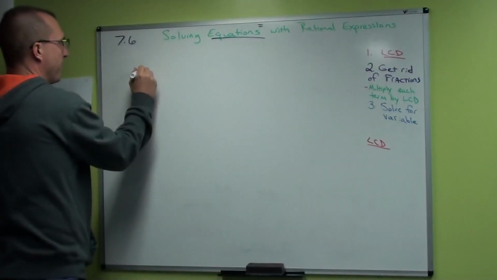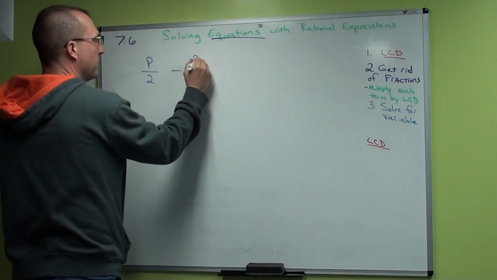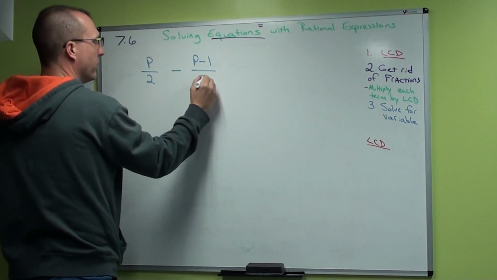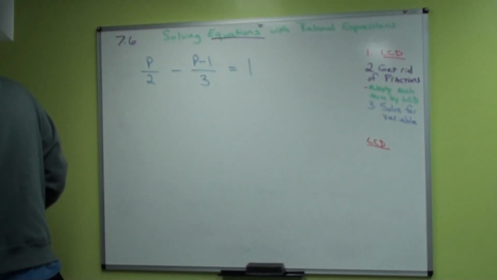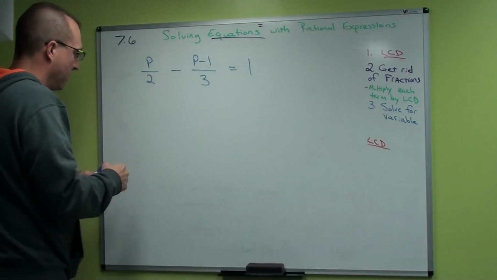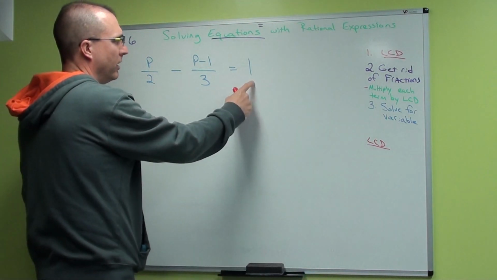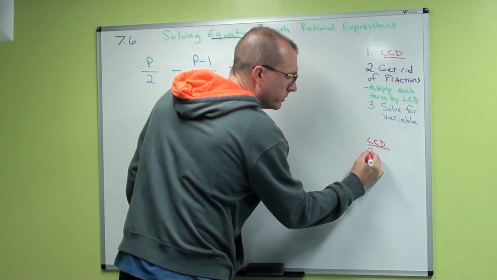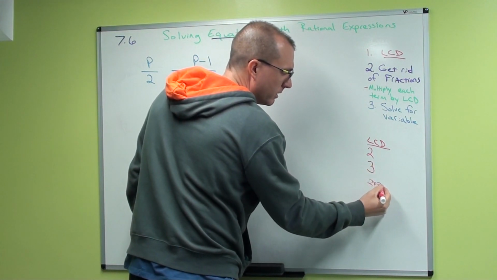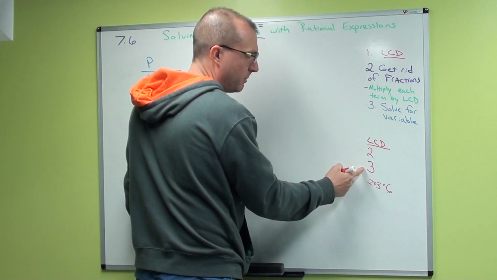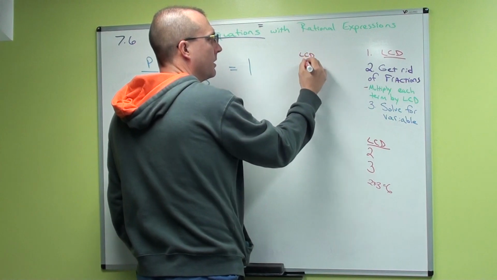Here we go. We have p over 2 minus p minus 1 over 3 is equal to 1. First thing, least common denominator. We have a 2, a 3, and a 1. Right away you should be thinking, oh, I know 2 times 3 is 6. They're both prime. Multiply them together, we get our least common denominator. So our least common denominator here is 6.